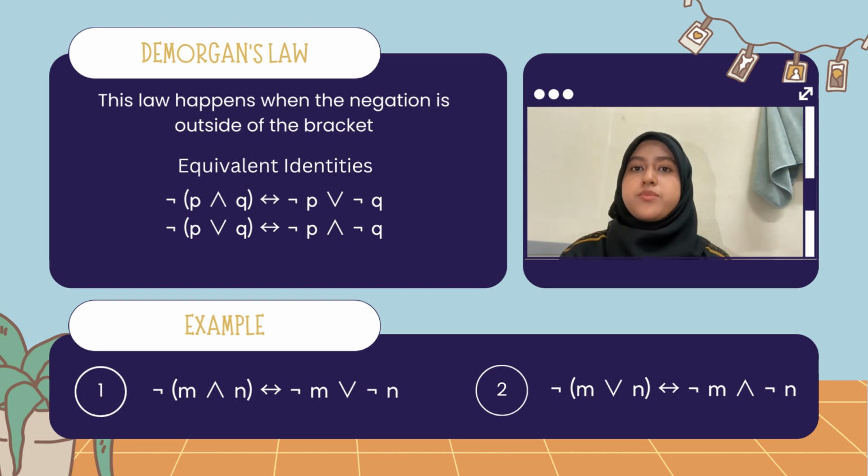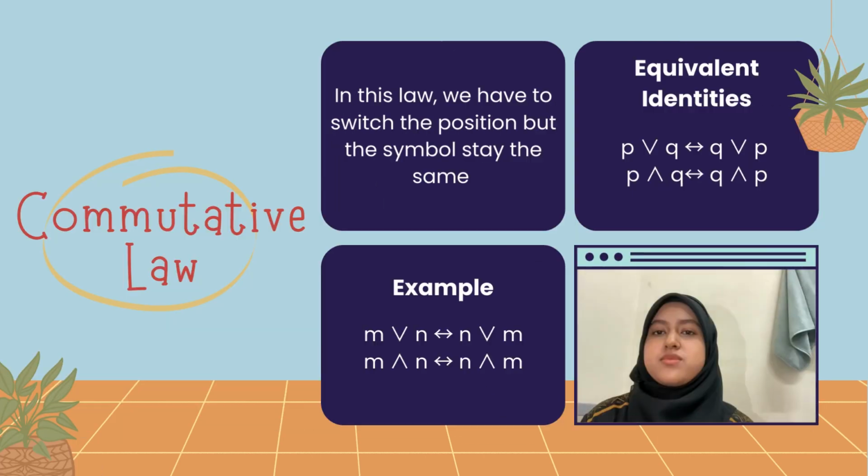De Morgan's law. This law happens when the negation is outside of the bracket. The equivalent identities are: not (P and Q) is equivalent to not P or not Q, and not (P or Q) is equivalent to not P and not Q. For example, not (M and N) is equivalent to not M or not N, and not (M or N) is equivalent to not M and not N.